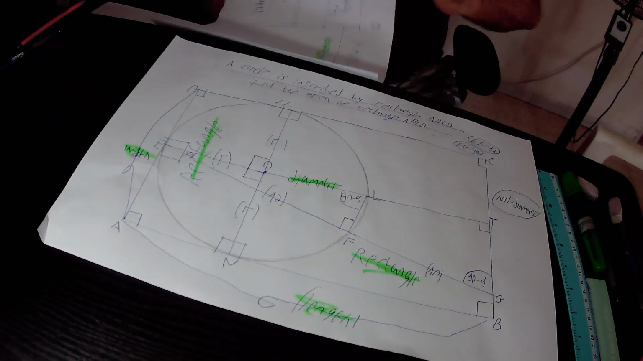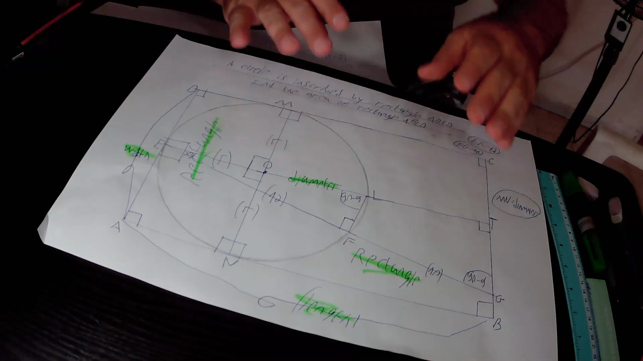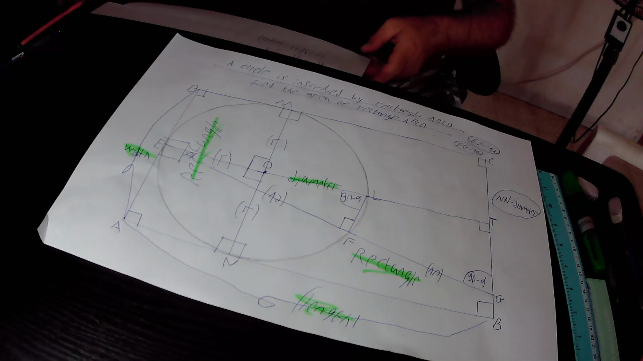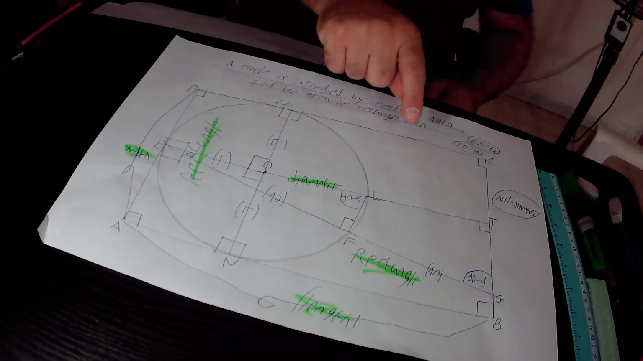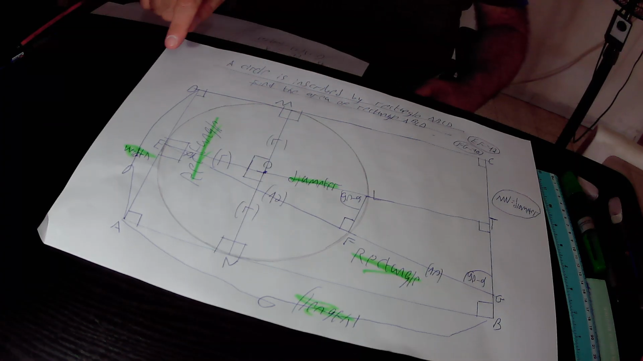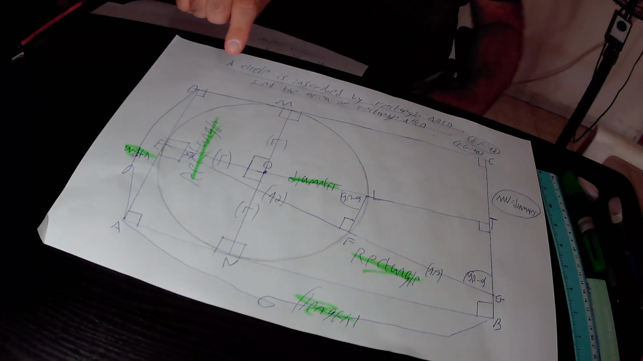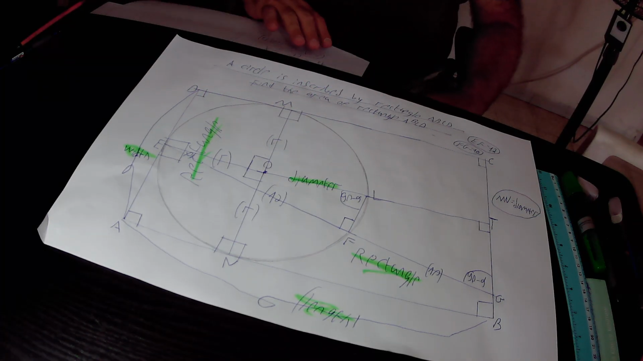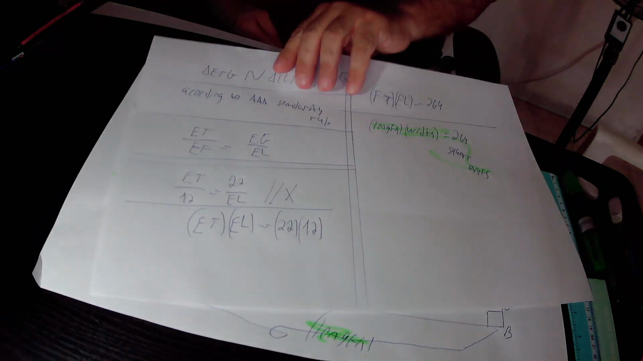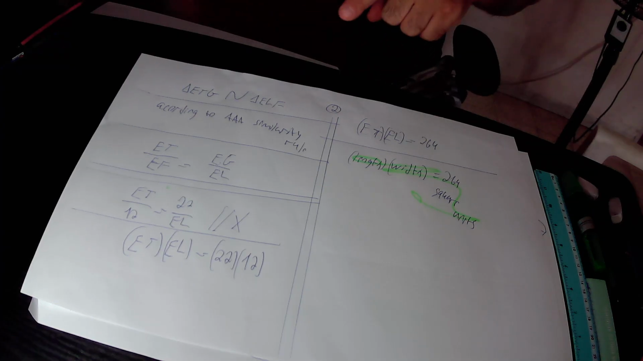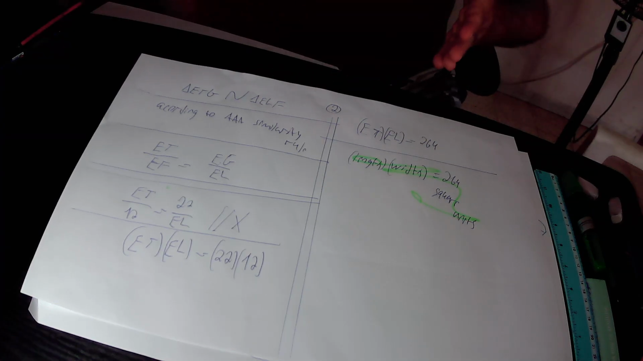And from the fact that those two right triangles are similar to each other, we derive that the following relationship exists between their sides. We derive that side ET of the big right triangle ETG over side EF of the small right triangle ELF is equal to side EG of the big right triangle ETG over side EL of the small right triangle ELF.